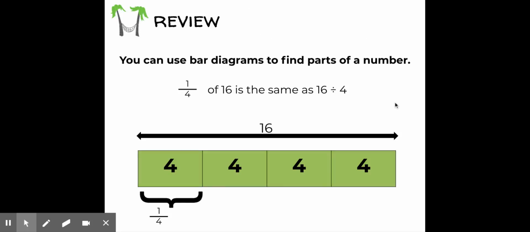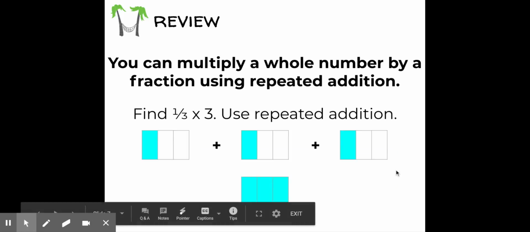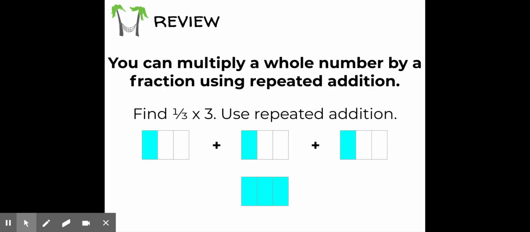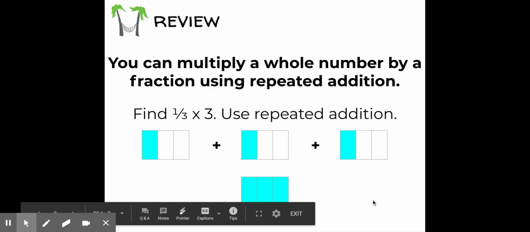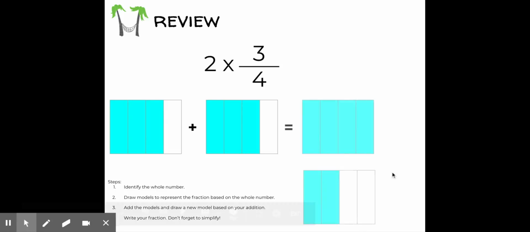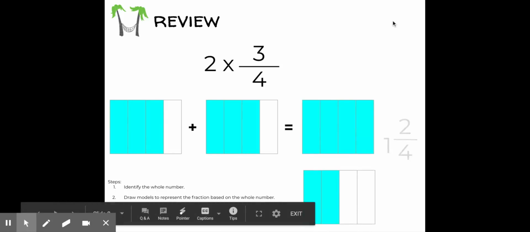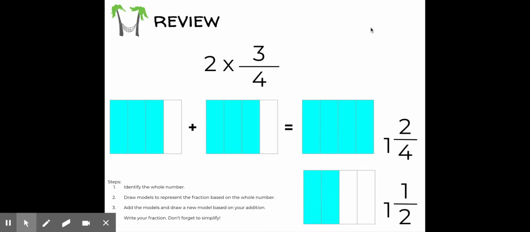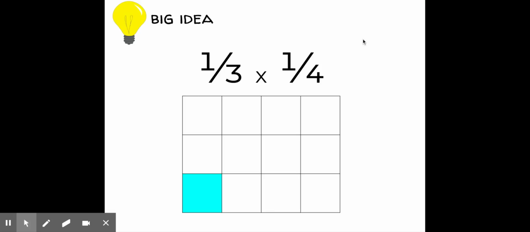Let's review some things we've done in the past which will help us with today's lesson. We can use bar diagrams to find parts of a number, like in this example. We can also multiply a whole number by a fraction by using repeated addition and models. And we've drawn models to multiply and show repeated addition as well, like in this sample. And then of course, we always simplify our fractions in the end.